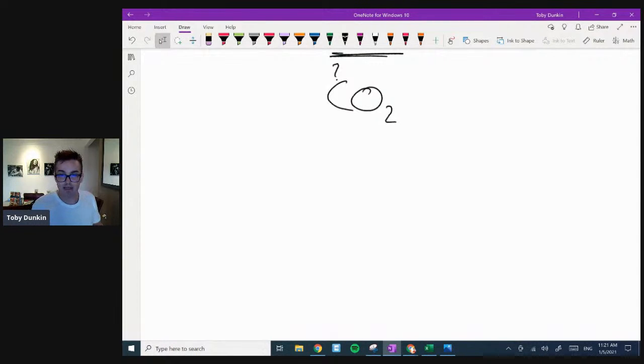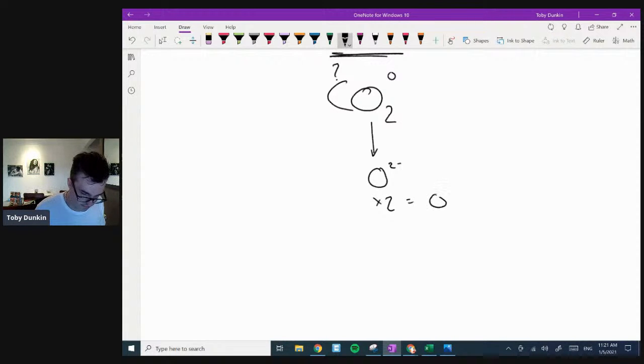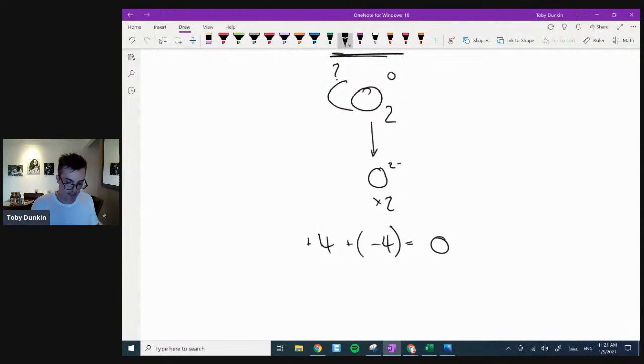Exactly. +4. Because you just went, O2 minus times by 2. No overall charge. So 4 minus. Let's do it like the calculator wants it. -4, no overall charge. I must be having +4 on the other side. Nice and easy. Yeah, this is good.